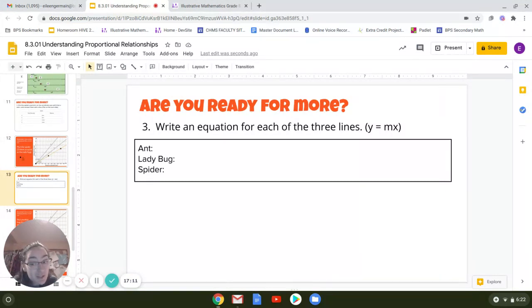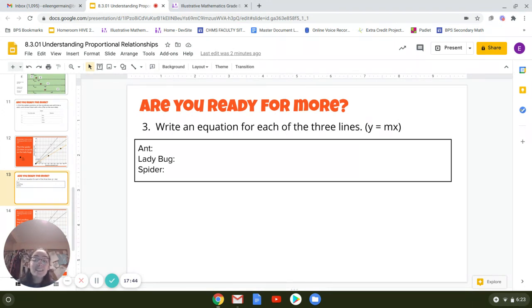So now, here comes the tricky part. We just created the equation. We just created the lines. We just put our new animal on the tick diagram. Now, our last piece for this activity is we need to write an equation for each of the 3 lines. So remember that we use this form of y equals mx, right? And m is our constant rate of change, and y and x are just those variables.